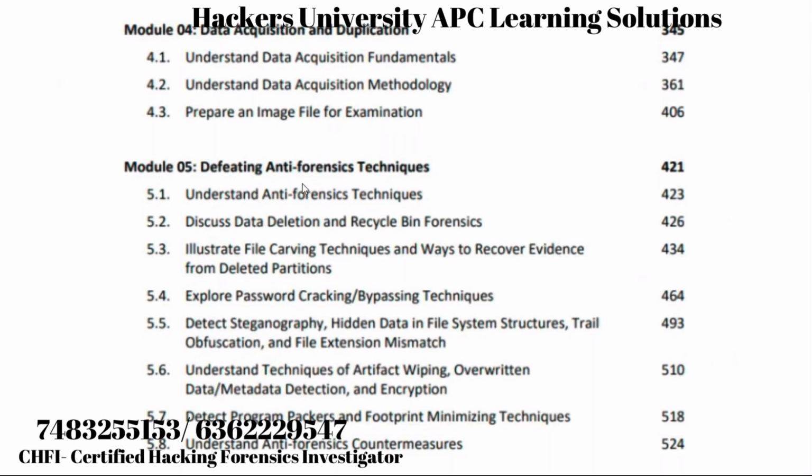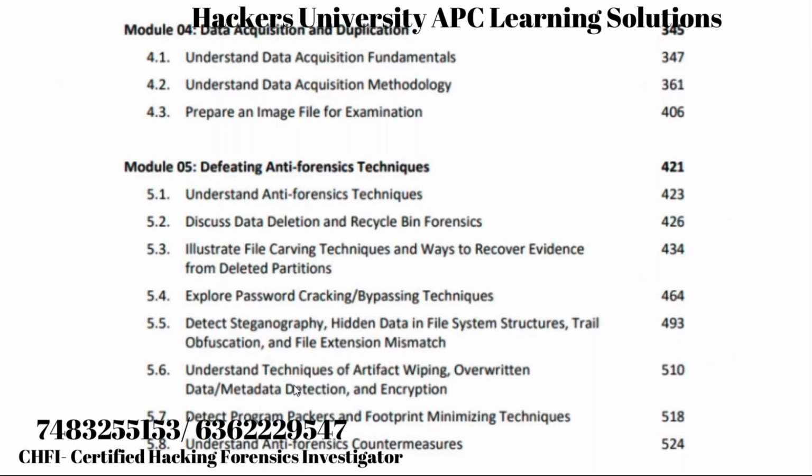Then defeating anti-forensic techniques. Malware authors as well as cyber criminals follow some anti-forensic techniques that we should know. Otherwise, we'll fail as a forensic investigator. So we'll understand anti-forensic techniques, discuss data deletion and recycle bin forensics, then illustrate file carving techniques and ways to recover. So what is file carving and how we can recover evidence from deleted partitions, etc. We will see.